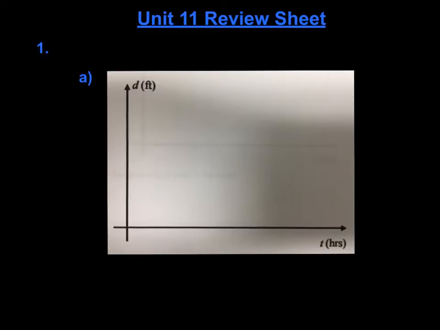Assume the depth of the water varies sinusoidally with time. All right, part A wants us, on the axes that we're given, to sketch a graph of this scenario for 2 full periods. So first thing we have to do is label our axes.